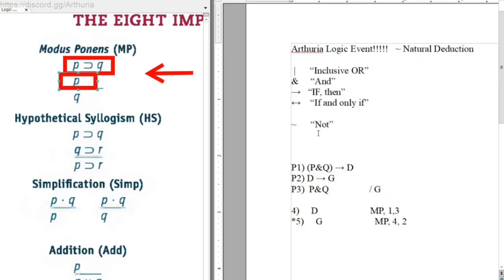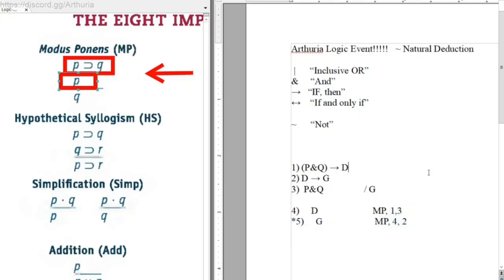I'm a little confused about the numbers. Like modus ponens 1 and 3, is that just saying premise 1 and premise 3? Yeah, we don't really need P1 and P2. Is there an order? The order doesn't matter here.